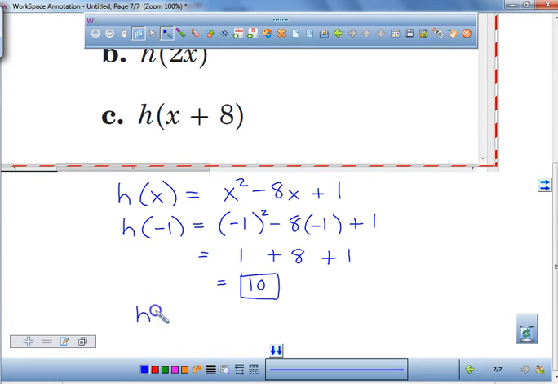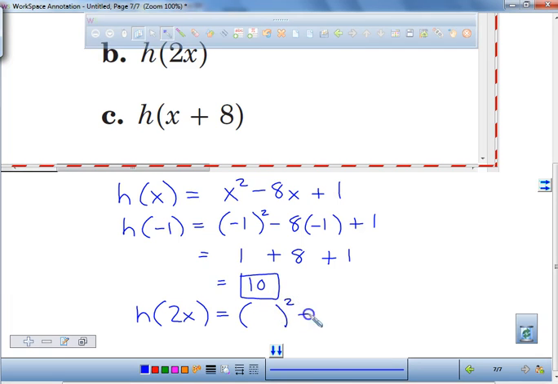Next one says, not h of negative 1, it says, what's h of 2x? So now, what am I going to have to replace wherever you see an x? What do I have to plug in its place? 2x. So I got to plug in a 2x here. And I got to plug in a 2x here.